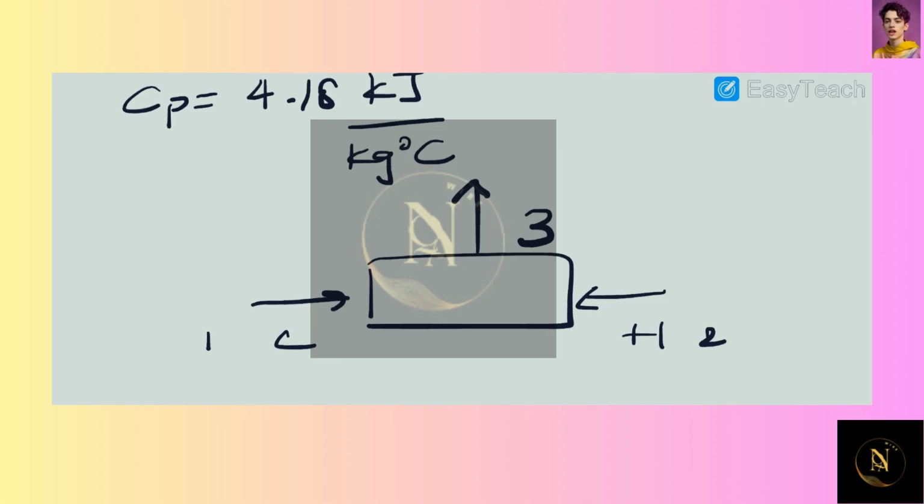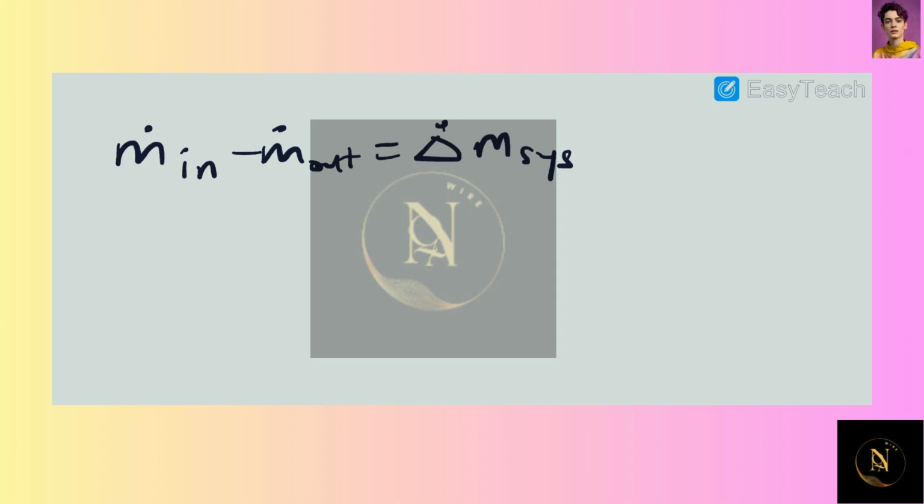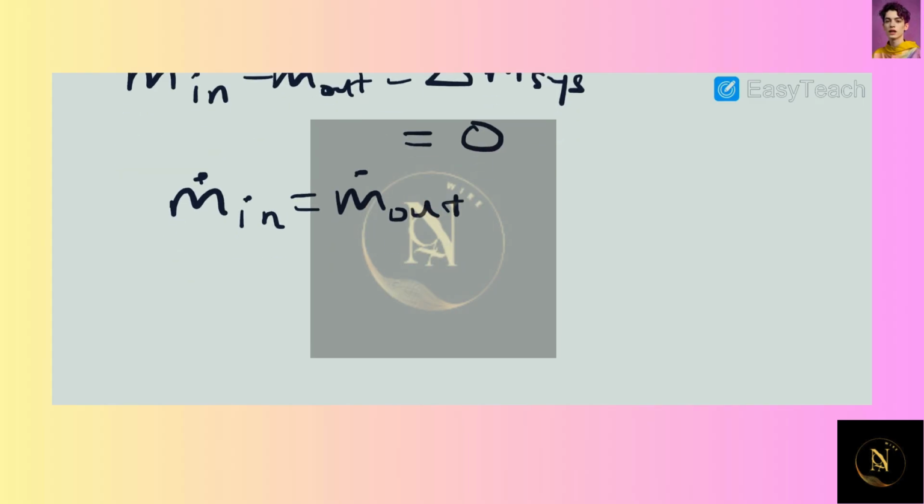So we're going to do our mass balance first. We know that the total mass coming in minus the total mass that's leaving is equal to the total change in mass of the system. Now we are going to be operating at steady state conditions, so the total change in mass of the system is going to be equal to 0. Therefore we know that m in is equal to m out. And what this means is that m dot 3, which is our mass that's leaving, is equal to the mass that's coming in from the cold water plus the mass from the hot water.